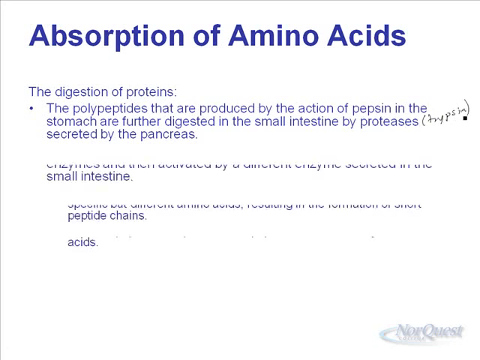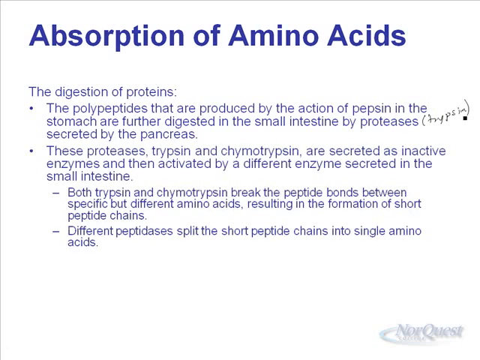And these are secreted by the pancreas. The proteases are secreted as inactive enzymes and activated by different enzymes secreted into the small intestine. Both trypsin and chymotrypsin break down peptide bonds between specific but different amino acids. And so that's why not only do we need a specific enzyme for each type of macromolecule, we need a specific enzyme for different bond types in the macromolecules.